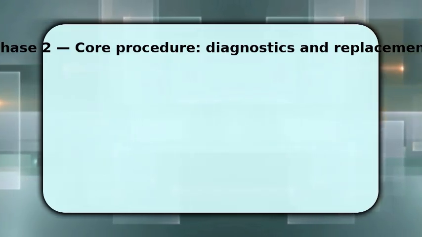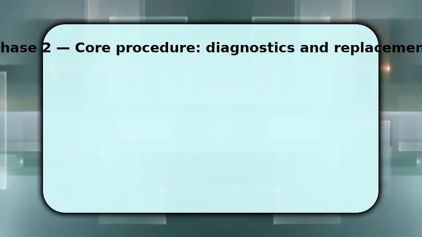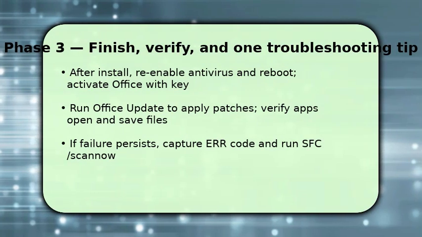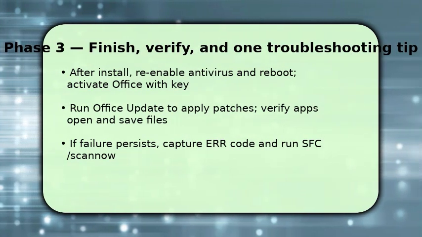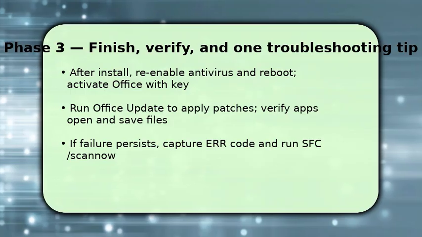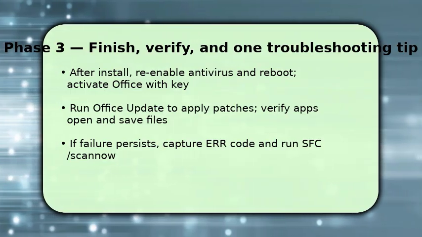Finish by re-enabling antivirus and performing a full reboot. Then activate Office Professional Plus 2016 using your product key so licensing components register correctly.